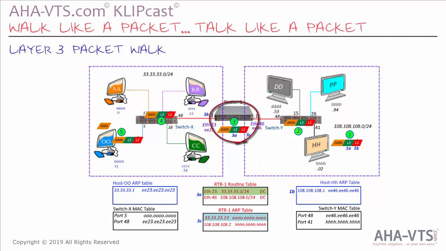Router 1 has the MAC of host 00 from its ARP table and creates a new layer 2 header with the source MAC of router 1 and now a destination MAC of host 00. Router 1 sends the frame to switch X, which already has an entry for host 00 in its MAC table, and forwards the information out port 5. Host 00 gets the information, strips off the layer 2 and layer 3 header, and processes the data.